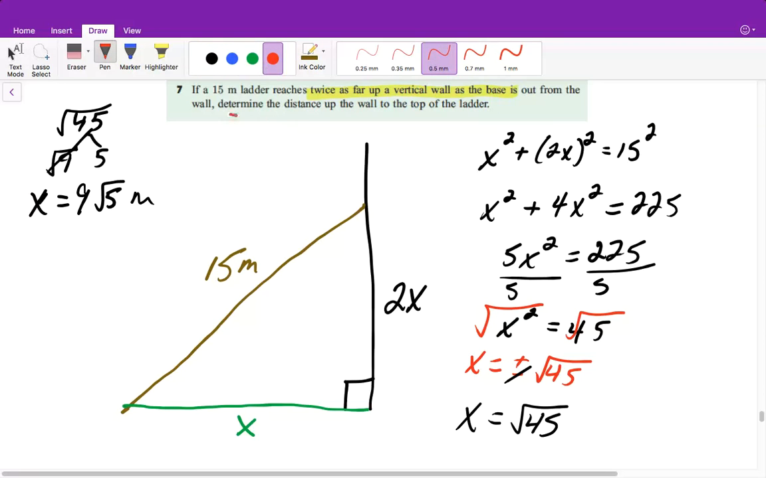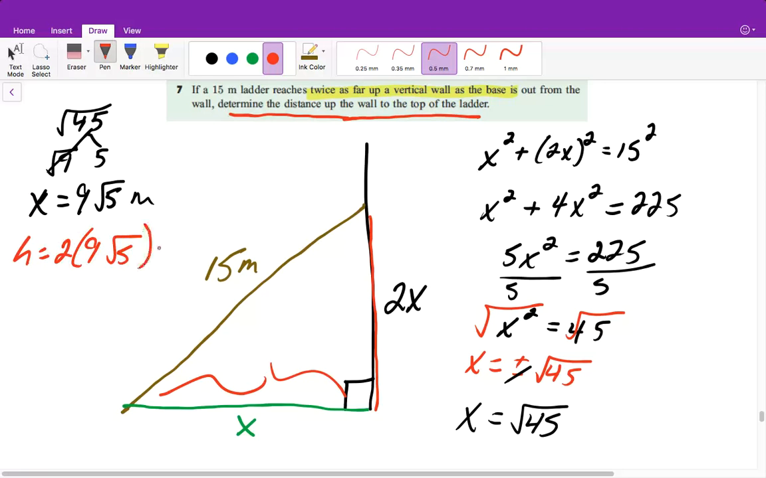However, it says determine the distance up the wall to the top of the ladder. So that means we want this distance. Well, we solved for x, which is how far it is from the base. So this is twice it. So that means the height is equal to 2 times 9 times the square root of 5. So our height is equal to 18 root 5 meters. If we are asked to round to the nearest tenth, just type this into your calculator and round to the nearest tenth.